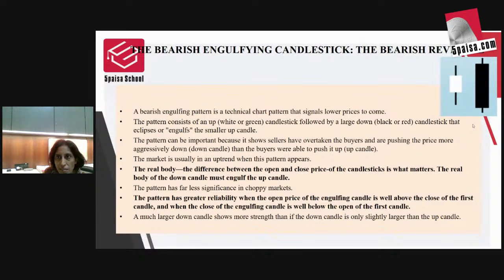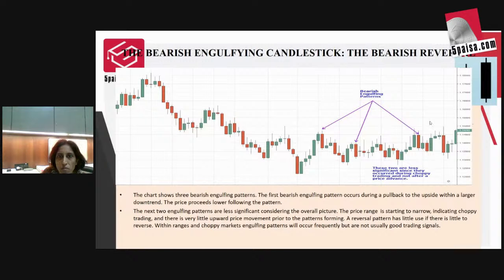Let's see some bearish engulfing patterns. In this chart, you get to see three bearish engulfing patterns, but the most significant engulfing pattern is over here. Do you see this? One is a green, or white, body, and the other one immediately after that is a very big red real body, which indicates a bearish market.